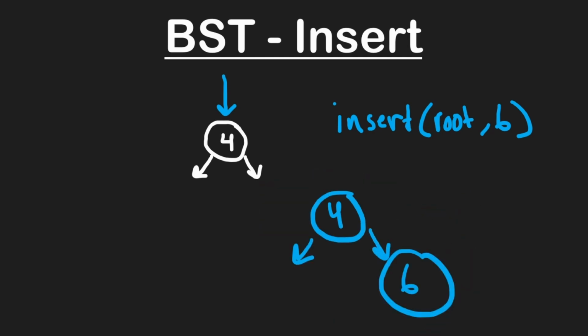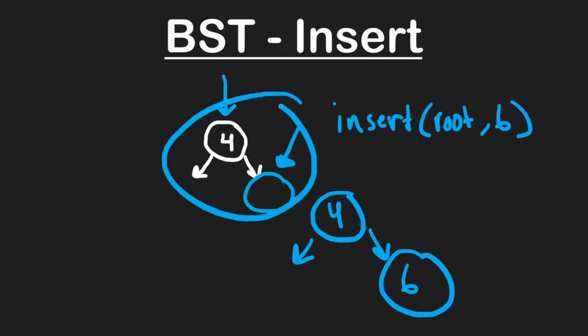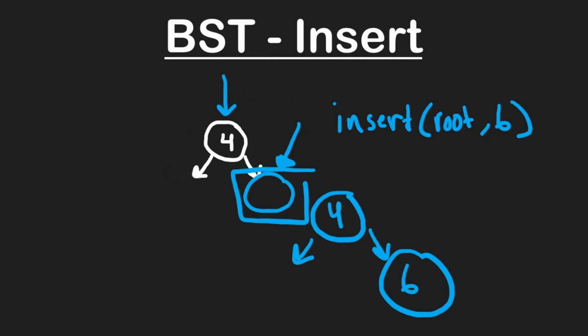Now, we prefer to do it this way because it's easier to insert a node as a leaf node. In this case, we can do it just like this. And you'll see what I mean as we add even more nodes into the tree. But it's usually easier to add nodes as leaf nodes.